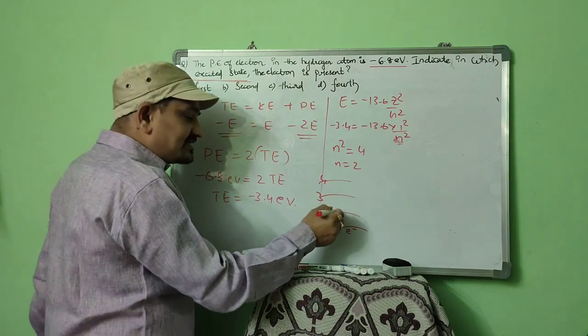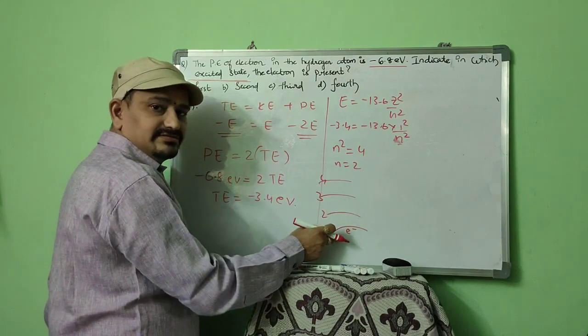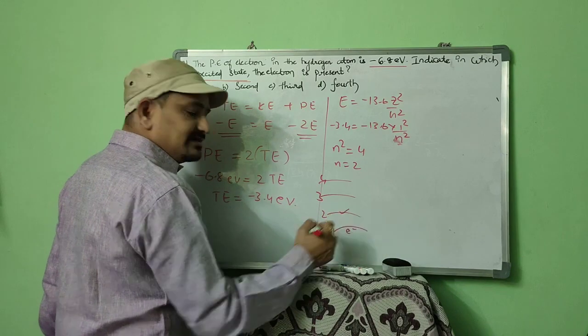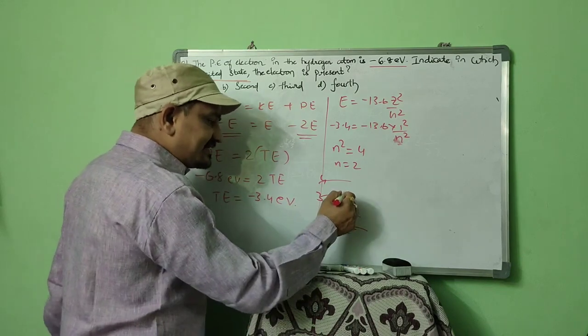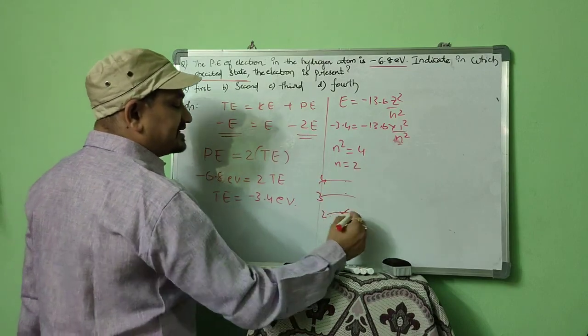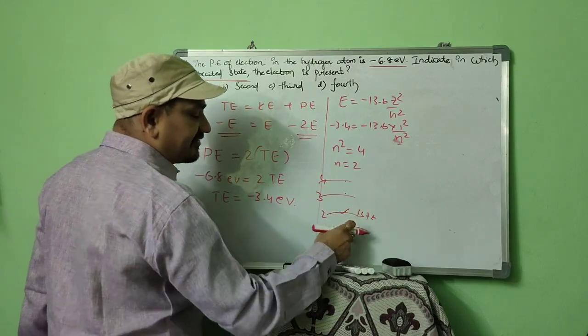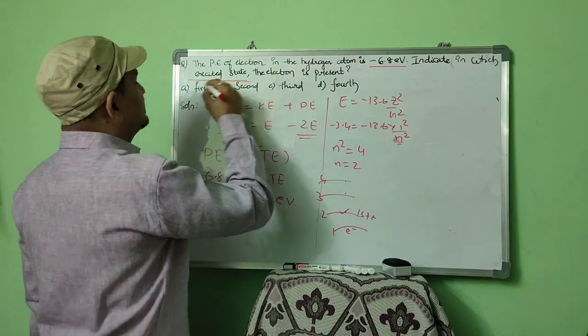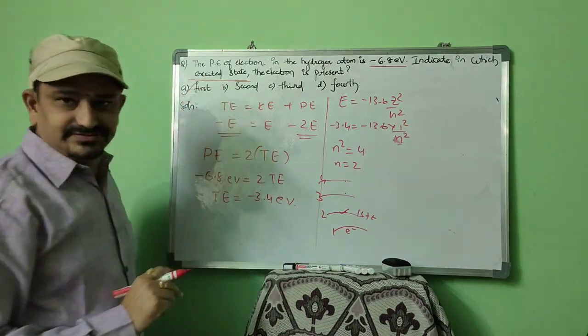Excited state means all the states other than the ground state. So which excited state is it? First excited state, second excited state, third? This is the way. The electron is in the second orbit, which means it is the first excited state of hydrogen. So the answer is first excited state.